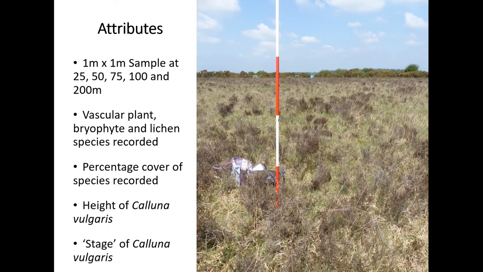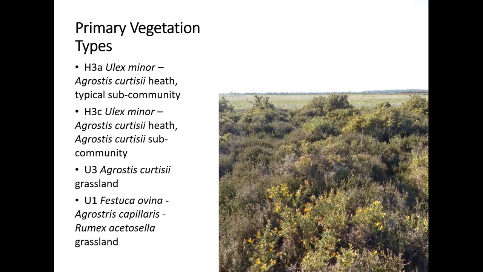What I collected in my sample points here, I worked on a 1 meter by 1 meter quadrat. I recorded all the vegetation in there, a basket of plants, bryophytes and lichens. I recorded potential cover, height and stage of Calluna, but I'm not going to discuss the results from those here today. The vegetation types that are adjacent to the road on the plateau are these.